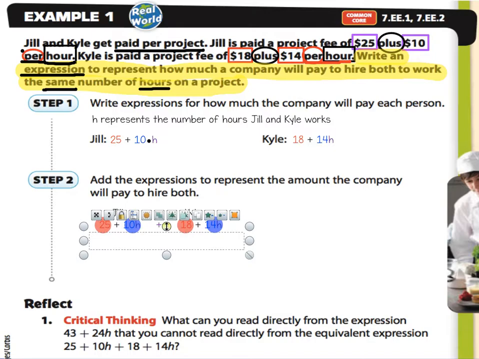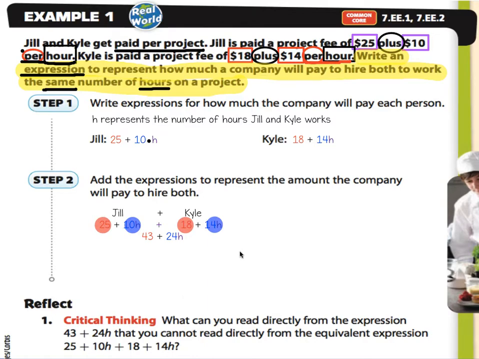So in this case, it's as simple as you would think. You would add the 25 and the 18 to get 43. You would add the 10 and the 14 to get 24. So that expression altogether would be $43 plus 24 times H.